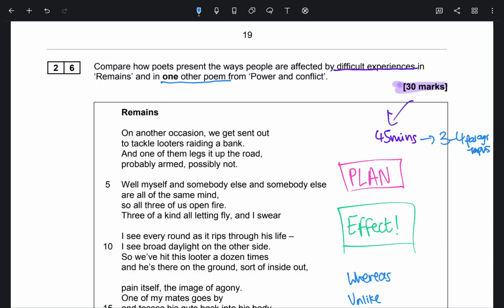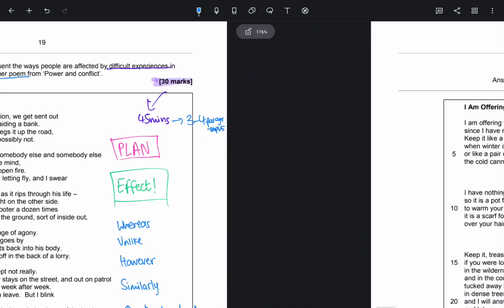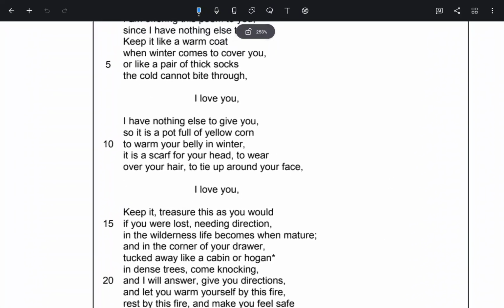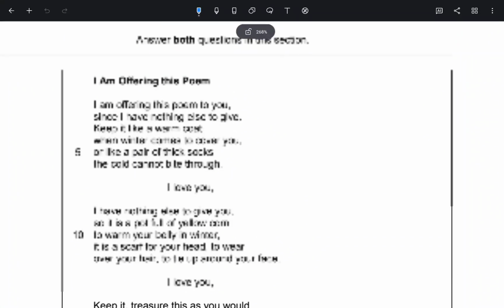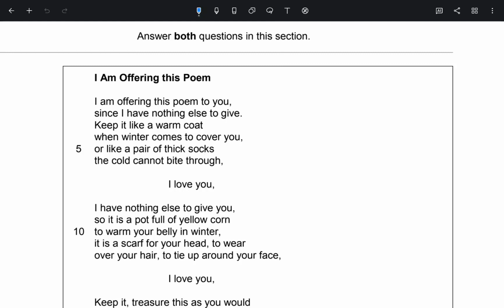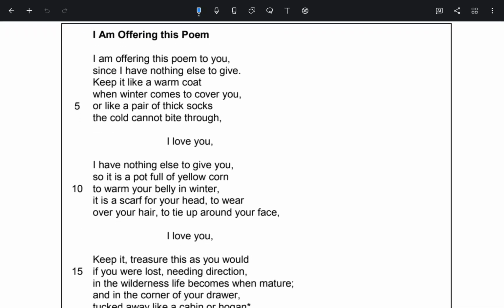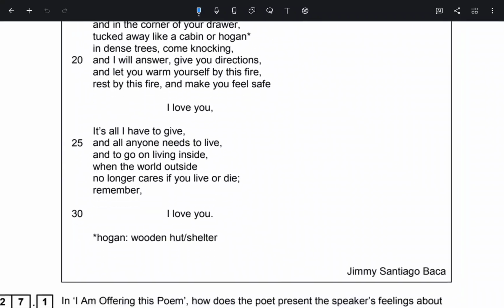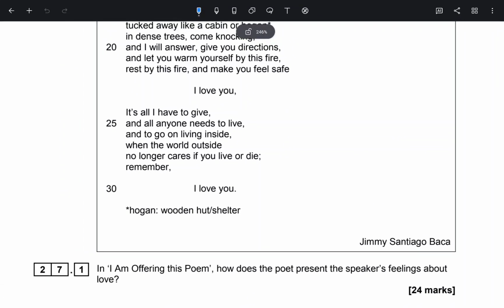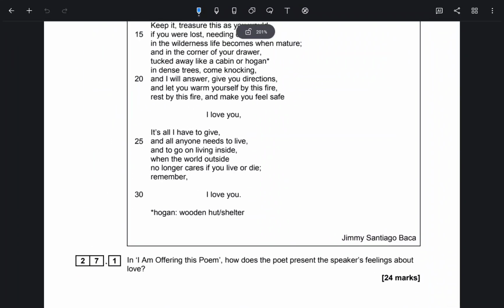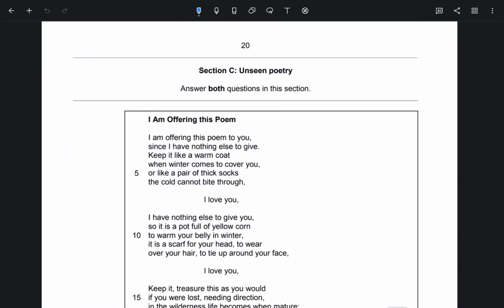So that's section B. Moving on to the final section, section C. Now, I've already covered this in a previous video. I will put the link to that video somewhere here, maybe top right or top left. But essentially, on unseen poetry, it's the first part, which is the 24 marker. Okay, so it says, I am offering this poem, how does the poet present the speaker's feelings about love? And that's worth 24 marks.